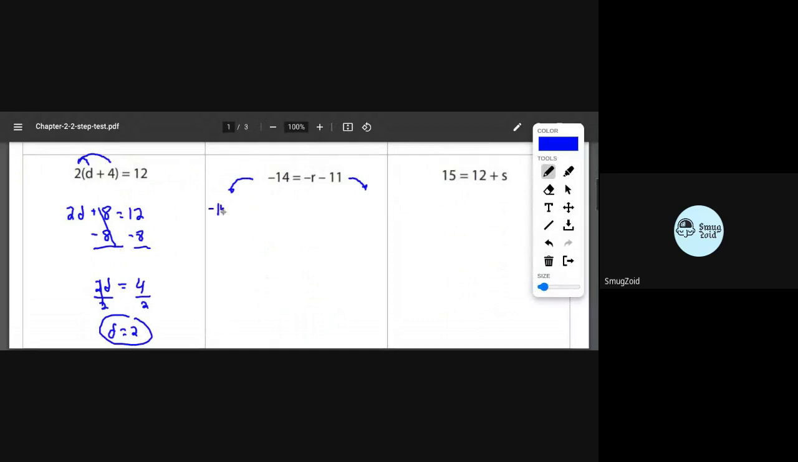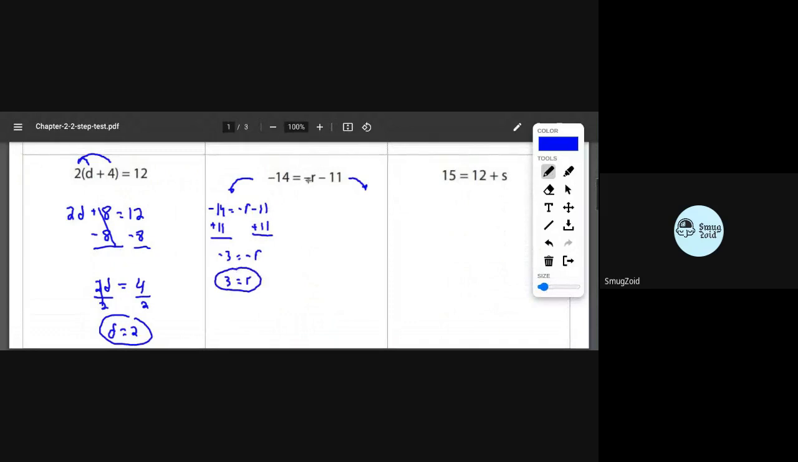Minus 14 equals minus r minus 11. First thing I'm going to do is get rid of the 11 by adding it to itself in the positive form. Then I end up with what? Negative 14 plus 11 is negative 3 equals minus r. Then the next thing I'm going to do is just change the signs. If this is negative, you can just easily change the signs to 3 equals r.